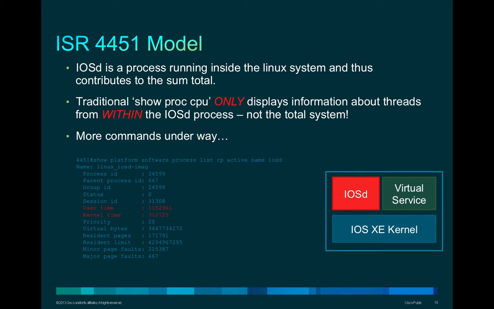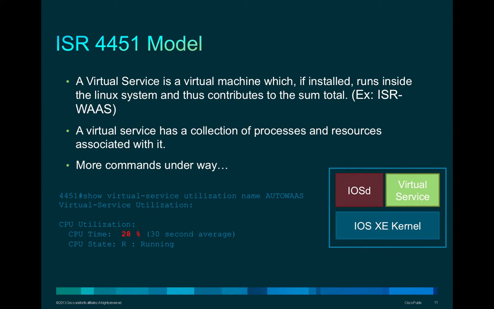This is probably the most essential conceptual departure from the traditional ISR platforms that will significantly impact how you operate and troubleshoot your device. If you wish to see how often IOSD is run, you can do so via the command show platform software process list RP active name IOSD. It is very important to note that there are more descriptive and helpful commands currently being developed to help the operator better understand how each piece of the system contributes to the overall system load.